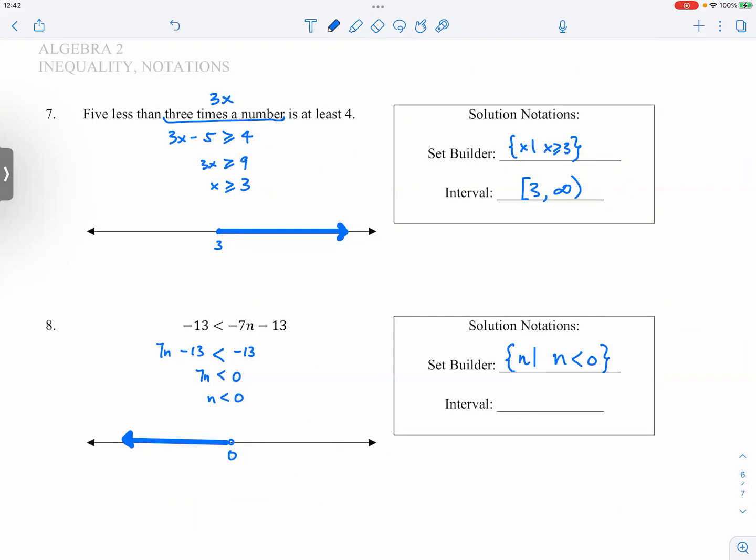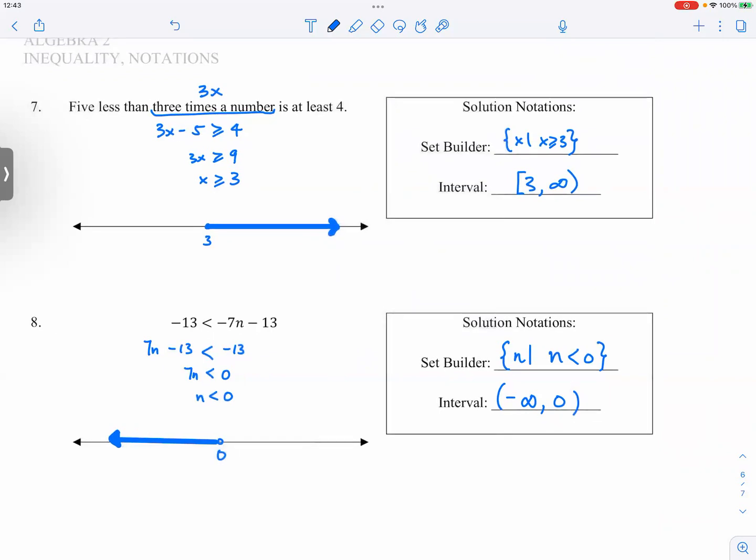So for the interval notation, from where to where? Negative infinity to 0. Open parentheses, and we will close with a parentheses because we are not including the 0. Okay, so when you ask yourself, right, parentheses or brackets, the simple question to ask is to include or not to include. That is the question.